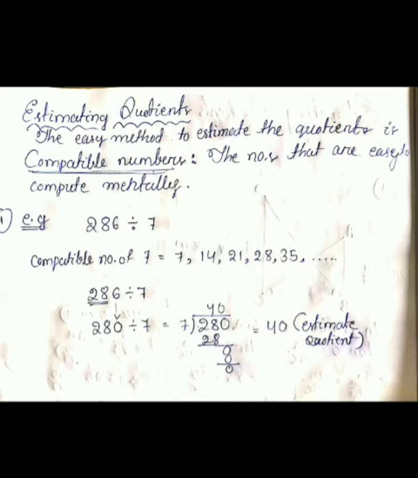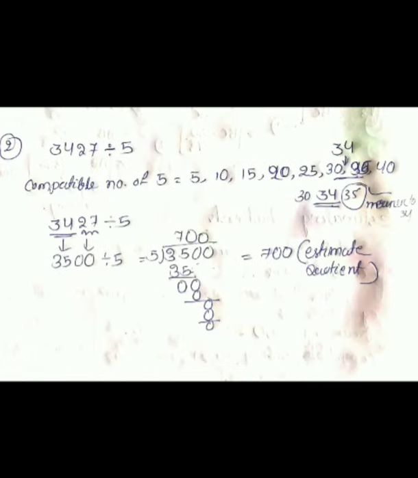Now have a look at another example. 3,427 divided by 5. So students, here whose computable numbers do you have to find? 5's computable numbers you have to find. So what are the computable numbers of 5? Remember the 5 table? 5, 10, 15, 20, 25, 30, 35, 40 and so on.